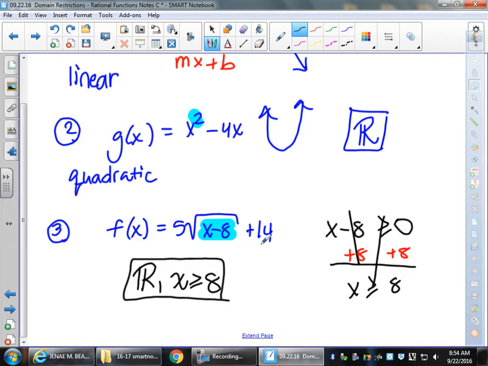This 5 doesn't matter, and this 14 does not matter for the domain. We just pay attention to what's underneath the radical.